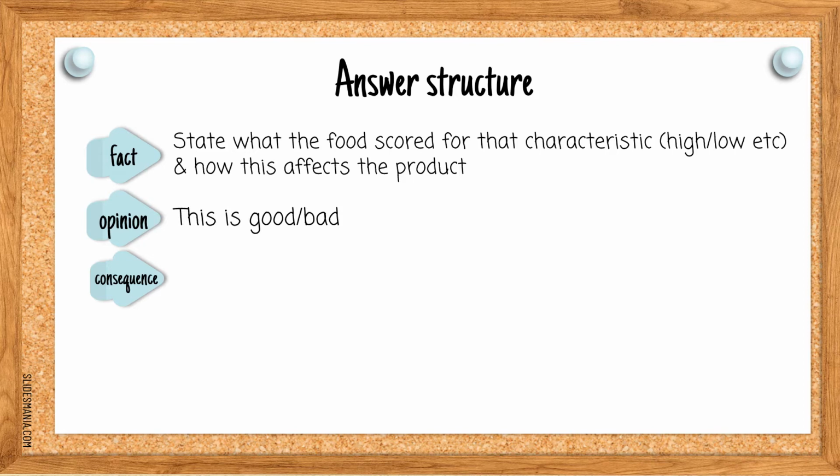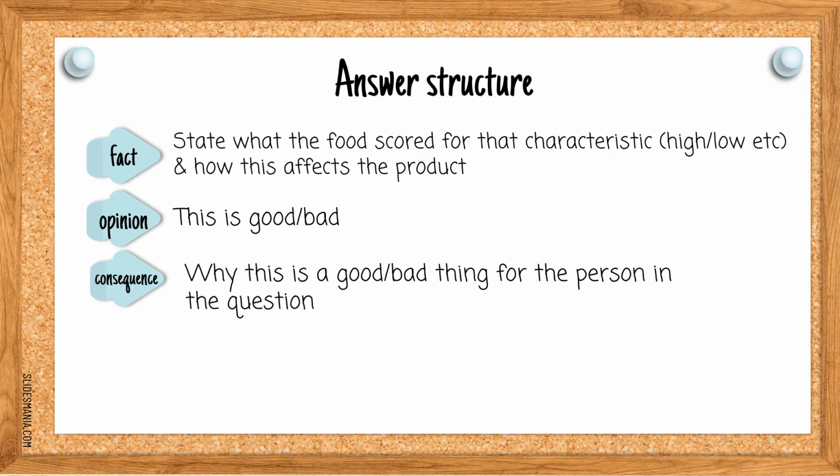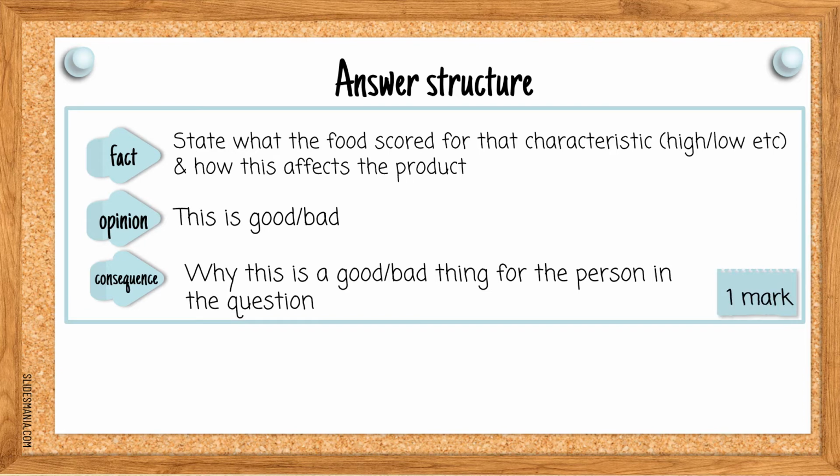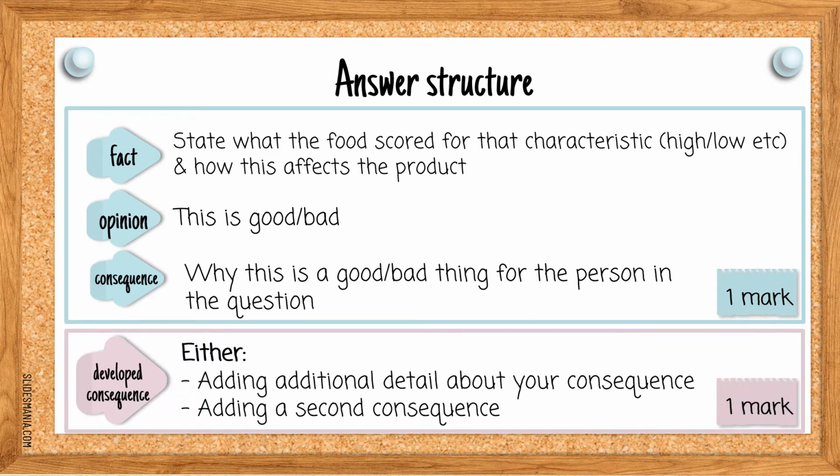Your opinion is just you saying if that's a good or a bad thing, or suitable or unsuitable. And your consequence is you explaining why is this a good or a bad thing for the person in the question. Remember, we do need to be specific to the person in the question. Once you've given a fact, an opinion, and a consequence, you will gain 1 mark. Remember, your developed consequence is optional, and that's how you can gain a 2nd mark for the same characteristic.